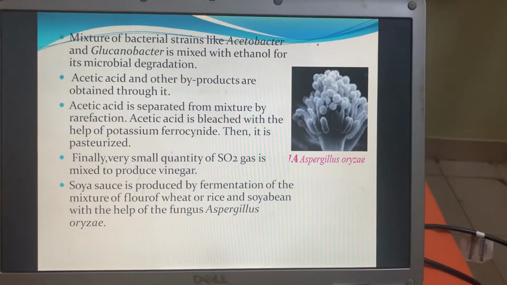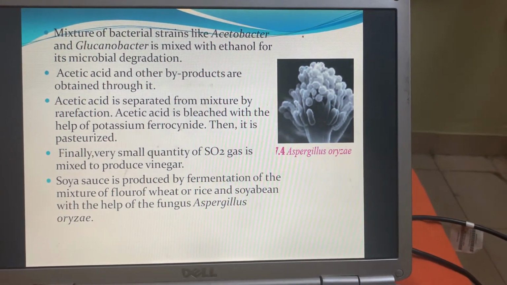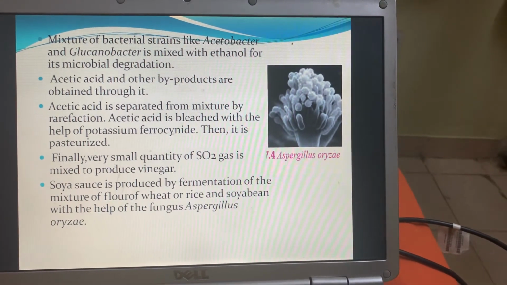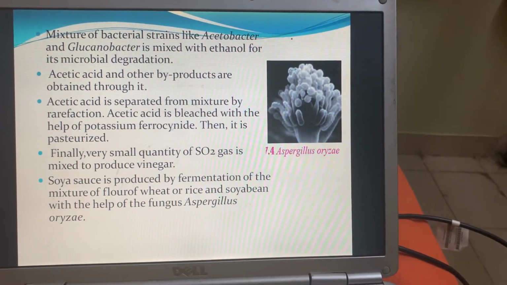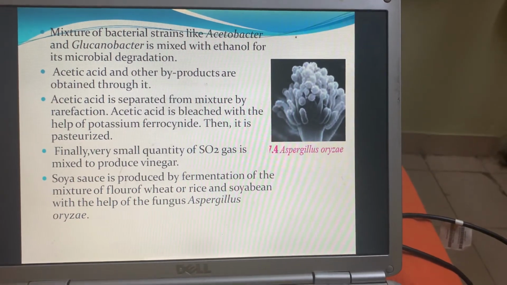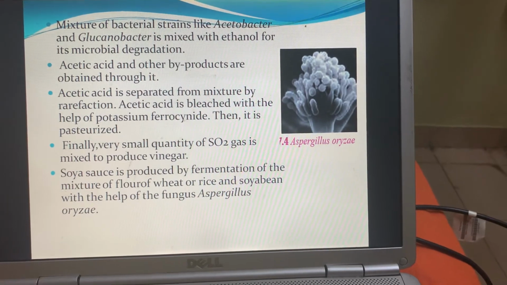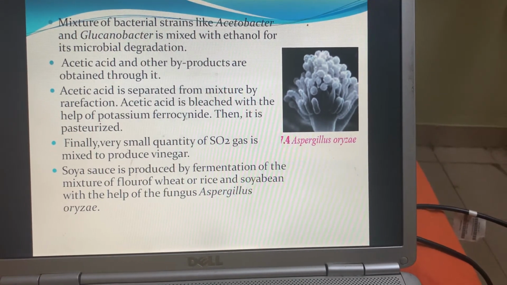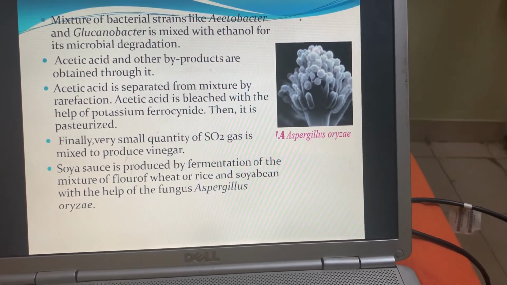Now a mixture of bacterial strains like acetobacter and gluconobacter is mixed with ethanol for its microbial degradation. Acetic acid, other byproducts are also obtained through it. Then acetic acid is separated from the mixture by rarefaction. Rarefaction, you will learn in your 11th, is one of the methods of separation of liquid.